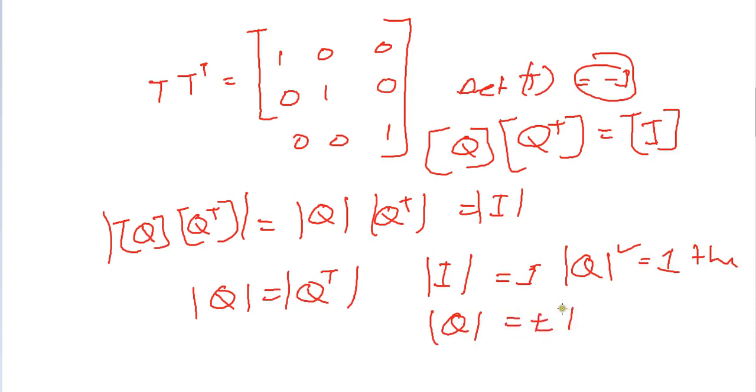Thus the determinant of Q equals plus or minus 1. So the determinant of any orthogonal tensor Q is easily shown to be equal to either plus 1 or minus 1. It's very easy. There are several examples in the book, so I recommend going through them.